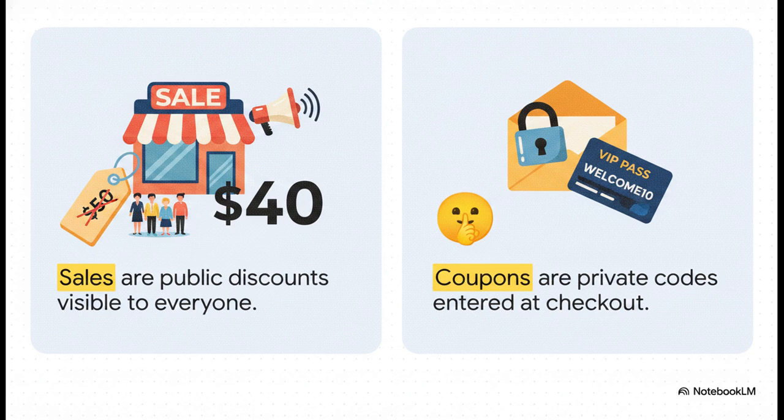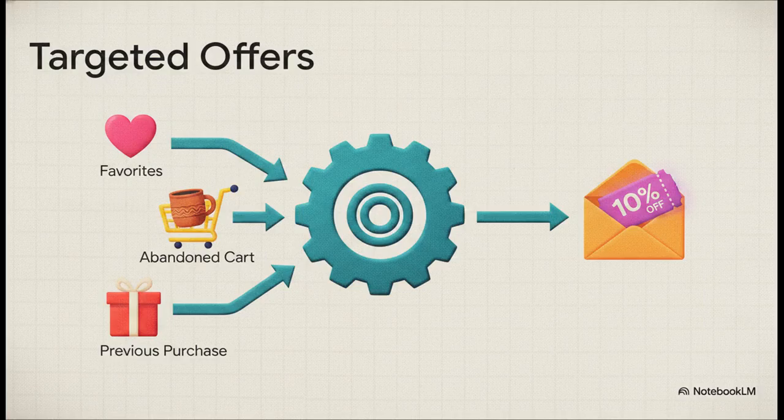Then on the other hand, we have coupons. These are private, hidden discount codes that you generate. The buyer is only going to get that discount if they physically know and type in your specific code, like welcome10, during checkout. But hey, you don't always have to hand out those codes manually. You can set up targeted offers, which is basically having your own automated marketing assistant. You can tell the system to trigger an automatic coupon email based on specific things a buyer does. For instance, if someone favorites your product.